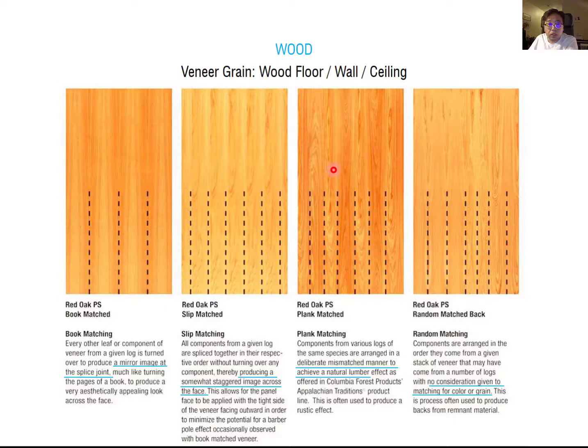Then random matching. The random matching doesn't have any consideration given to matching for color or grain. It's just placing them randomly next to each other. Okay, so to produce the veneer pattern, you can consider these 4 different methods to make out the veneer pattern.